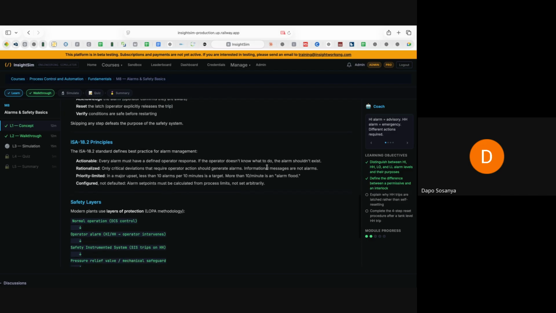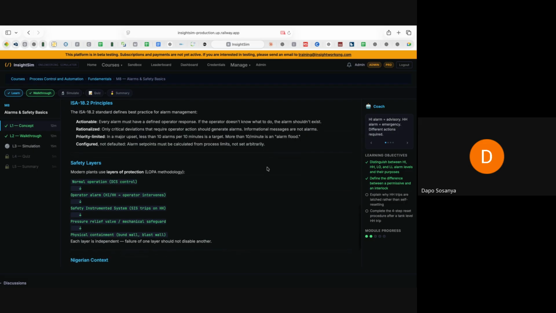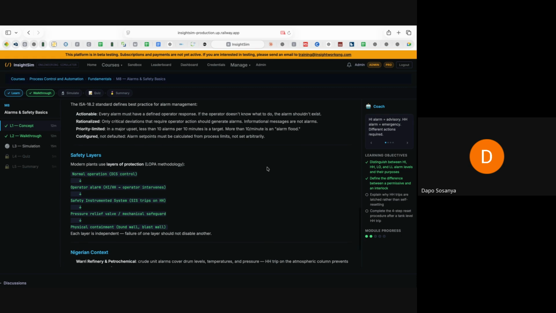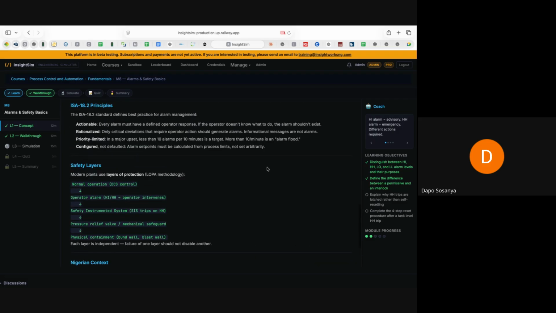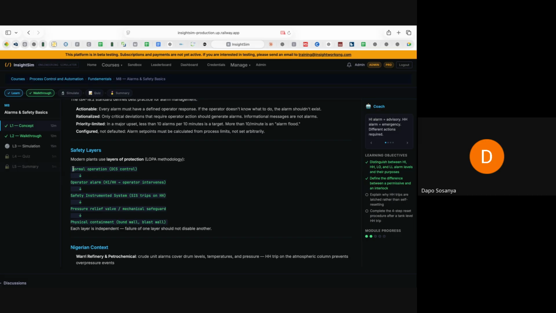So, safety layers. Modern plants use a layers of protection methodology. There is a normal operation where you have your DCS control, and then you have your operator alarm, your safety instrumented system, your pressure relief, and your physical containment bund. Each layer is independent. Failure of one layer should not disable another. I will go online and look for a diagram to illustrate this.